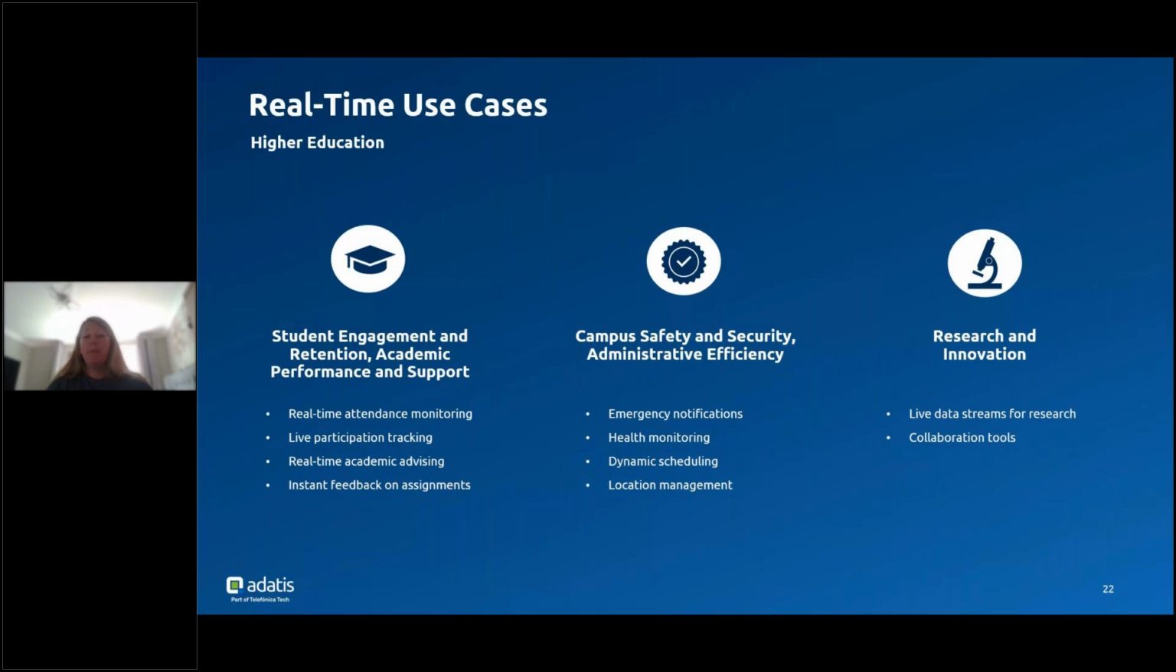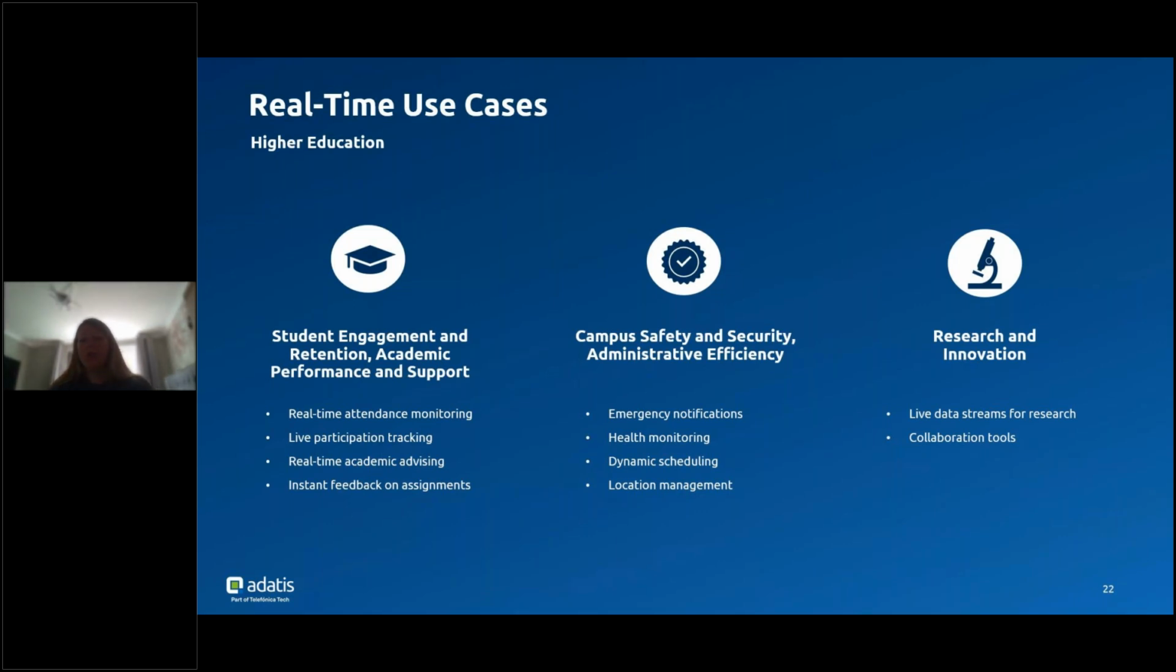You've got campus security and safety, with emergency notifications and health monitoring. We've got research and innovation, where you've got live data streams for research. You've got collaboration tools, enabling real-time collaboration and data sharing among research teams, fostering innovation and speeding up the research process. It's really going to make a difference to how people learn and how they can all come together from all over the world in a real-time time frame.